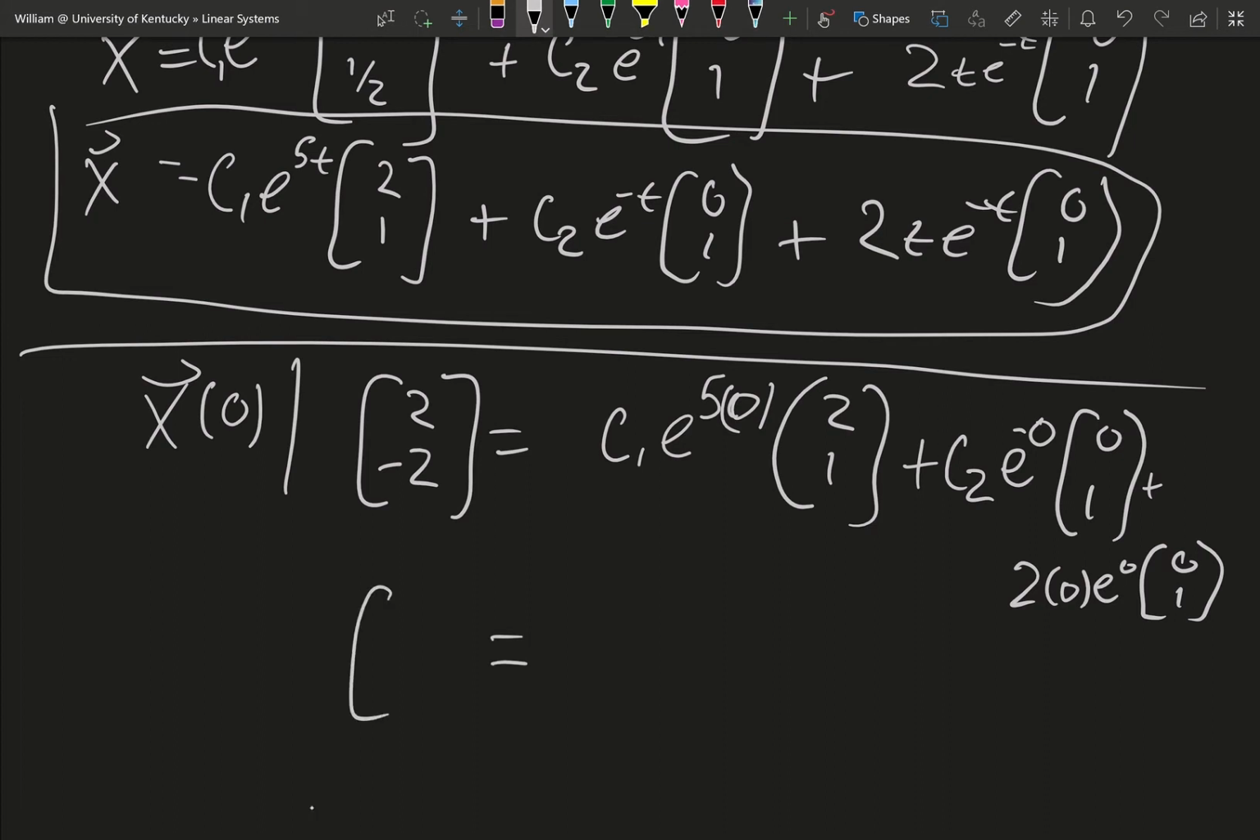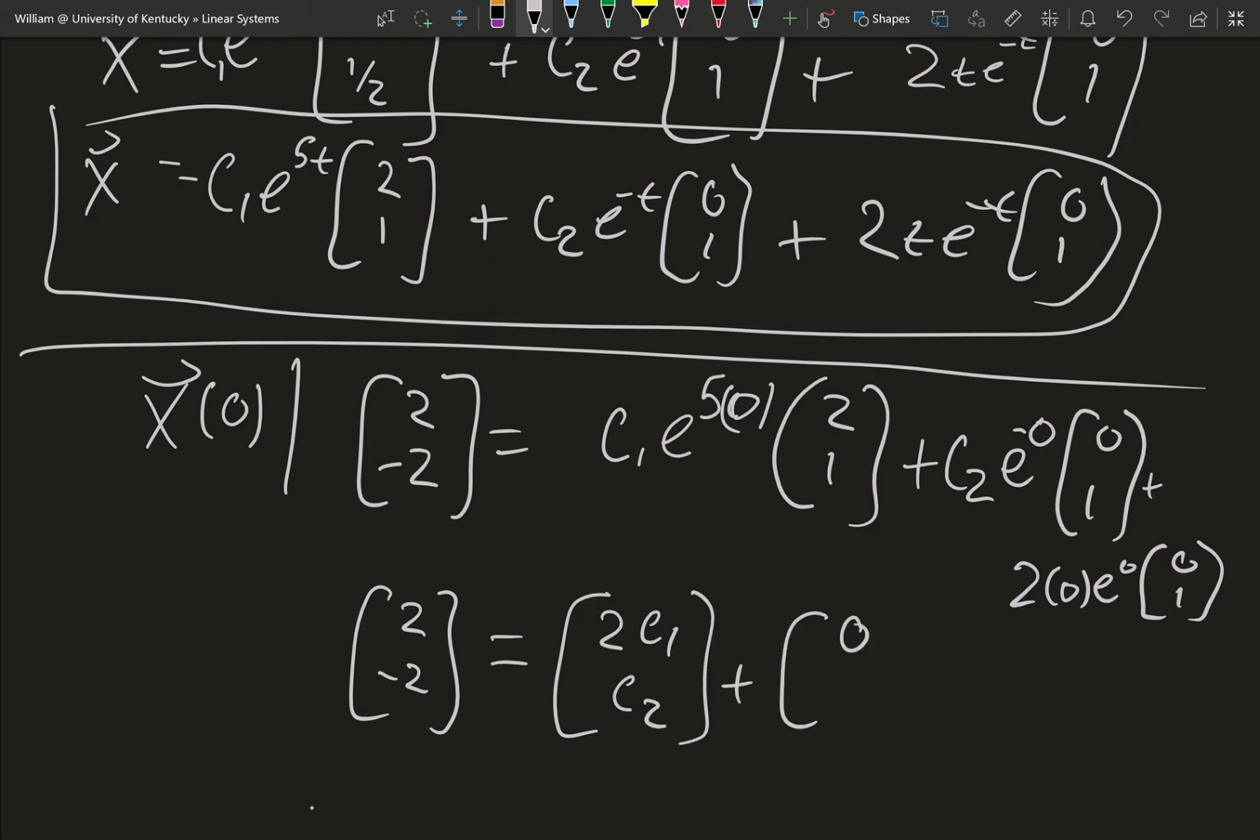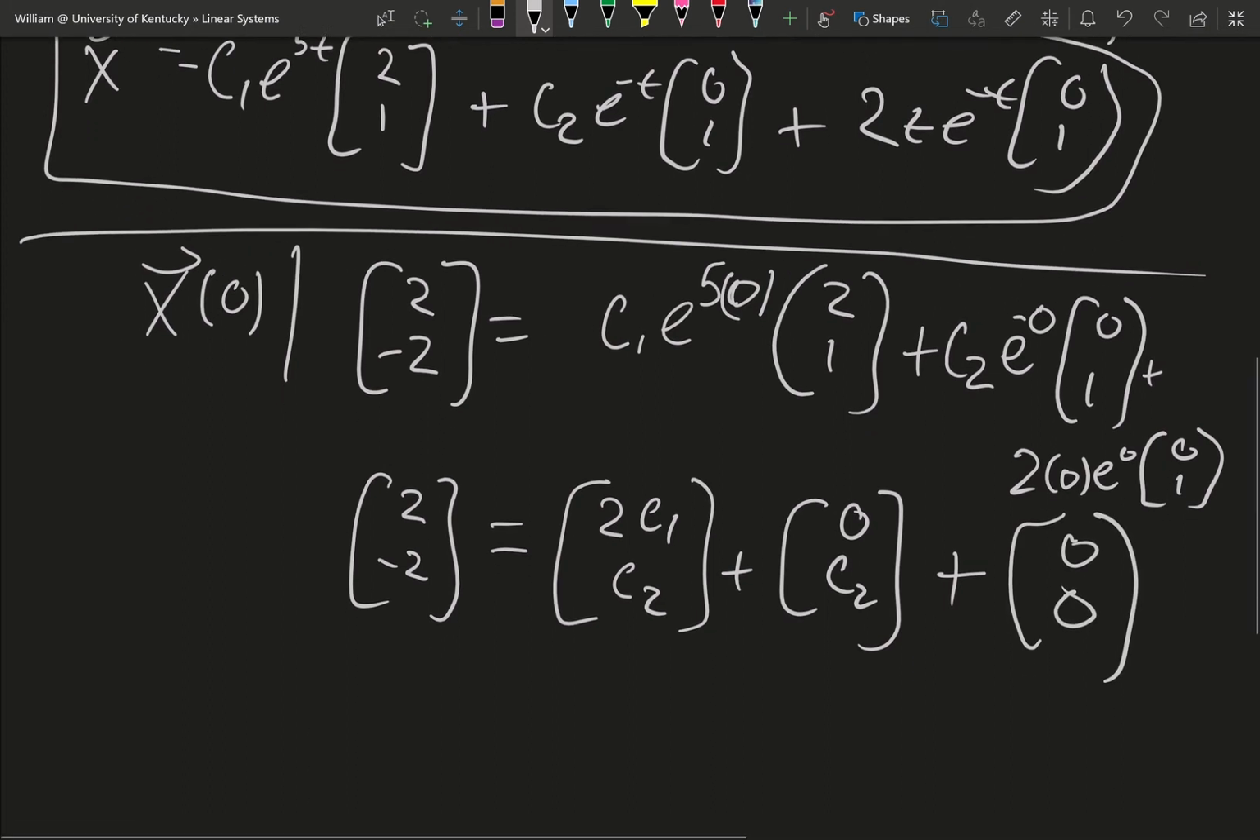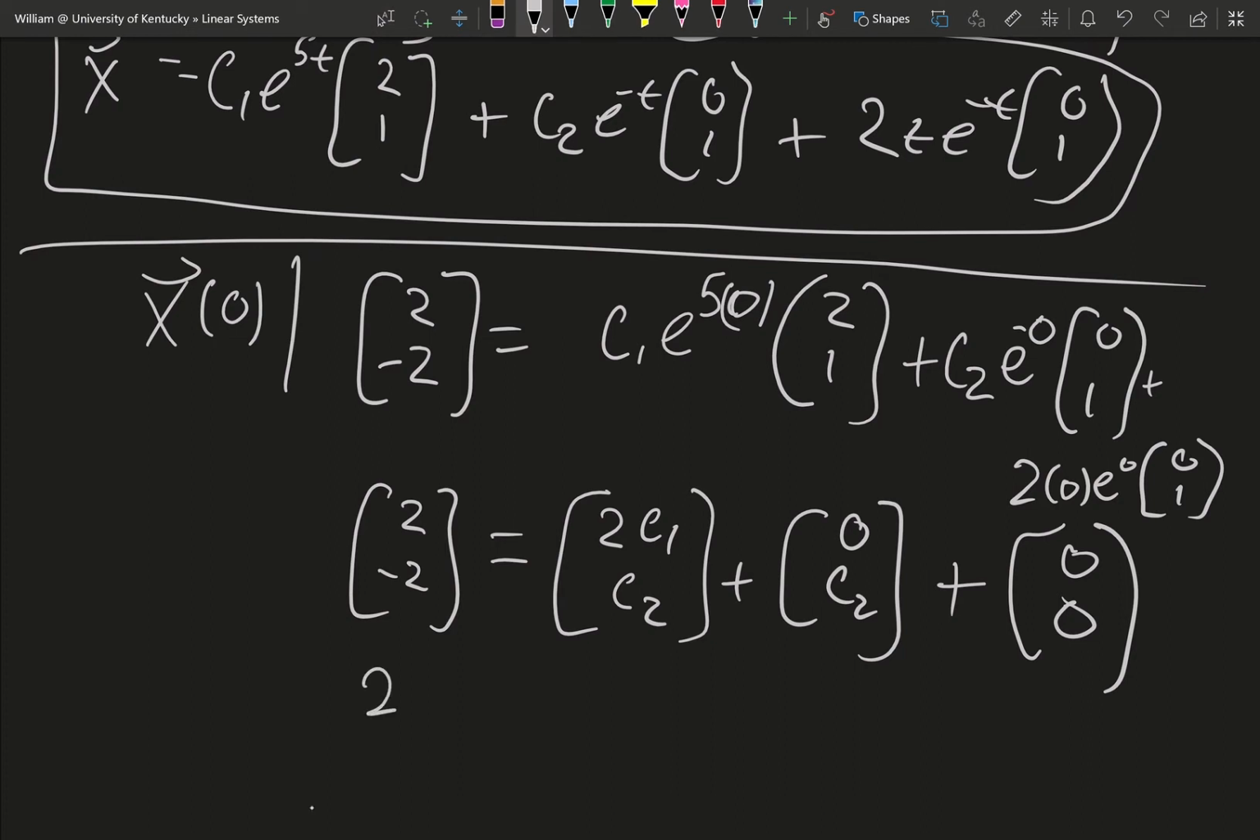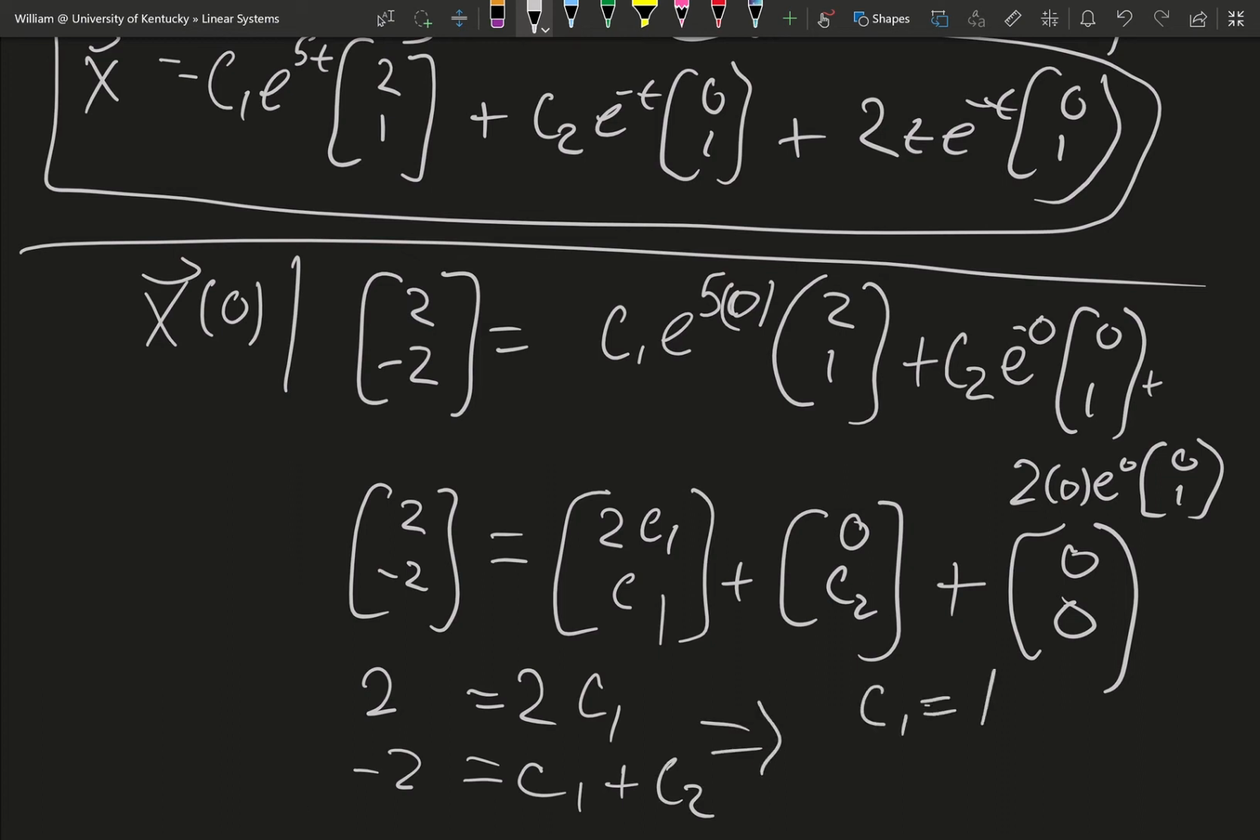So we'll simplify this. And now I'm going to move our c1 back inside. So 2 c1 plus 0 c2, and then plus, well, there's a 0 in front of that, so that's just going to be 0, 0. Now if I treat this as two separate equations, 2 equals 2c1, and negative 2 equals c1 plus c2. Pretty easy system to solve. c1 equals 1, which means c2 equals negative 3.